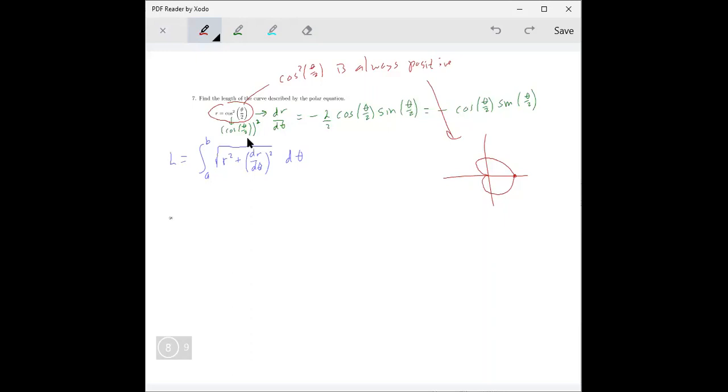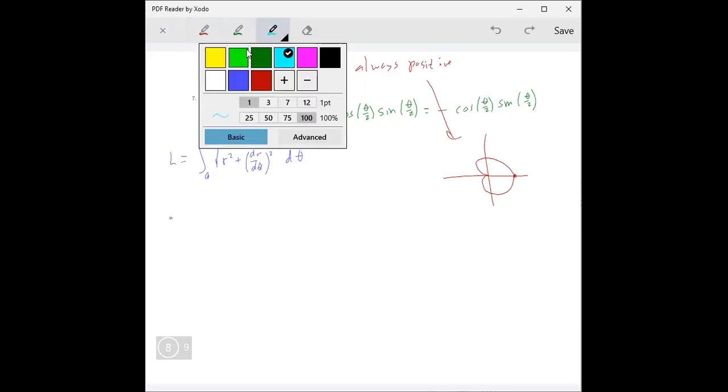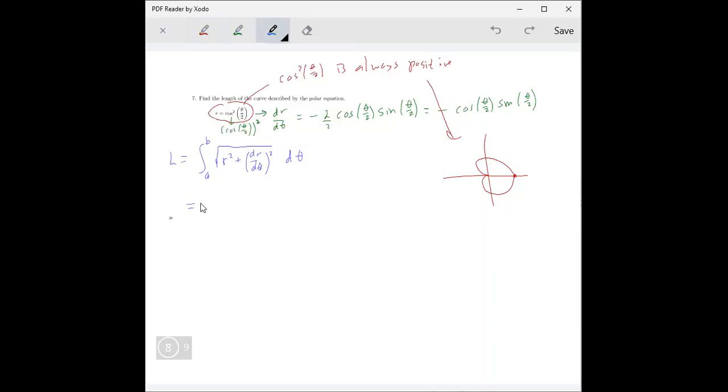So let's see here. This means that we can go ahead and continue on. We know that the limits of integration are going to go from 0 to 2π, just by what I said here: it's always positive. If you go more than this, then you start retracing what you've already done, and that doesn't really give you the length of the curve.